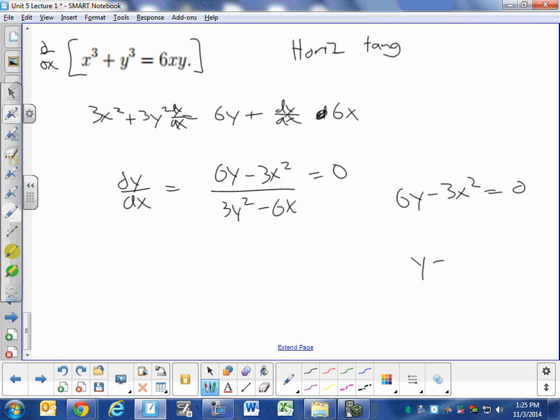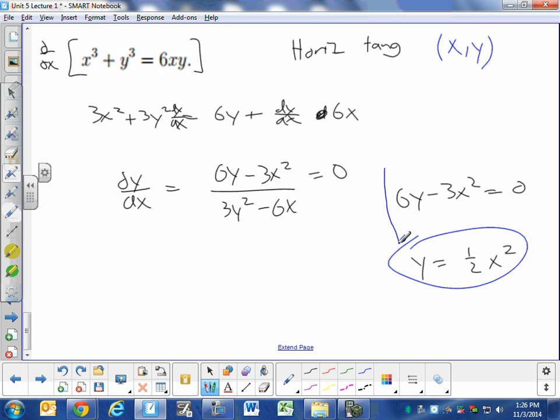But what I can do is set up a system by adding 3x squared and dividing by 6, where I'd get what y was equal to. y is equal to 1/2 x squared. Well, how does that help me? I'm trying to find the x, y locations of my horizontal tangents. You would take this y, which is equal to that, plug it back into your original equation, and solve that, which I'll do, and it'll be on your video.